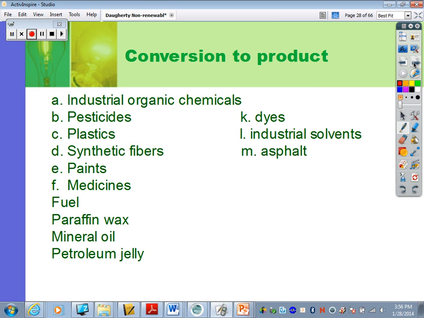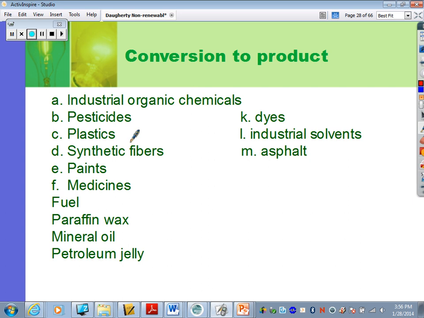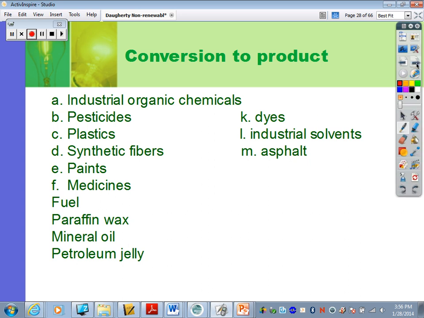And then here's even more. You can make certain chemicals that you use in industries. Some pesticides, plastics, believe it or not, are made from oil. So those come from fossil fuels. Synthetic fibers, paints, medicines, other fuels, paraffin wax, mineral oil, petroleum jelly, like the stuff that we use for the air pollution lab, that comes from oil. Dyes, solvents, asphalt. We've already seen that one. Okay, so lots of different things that we get from oil.